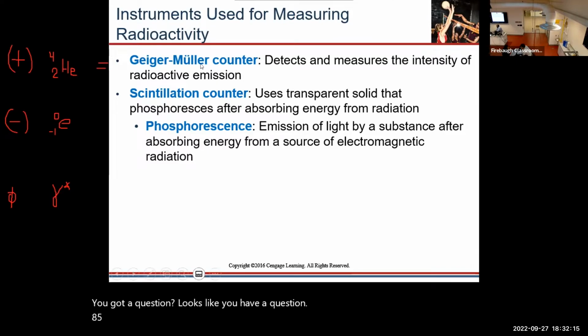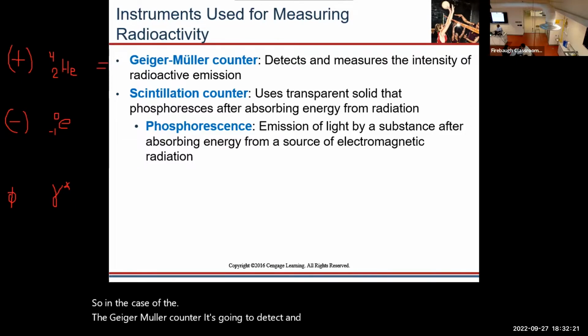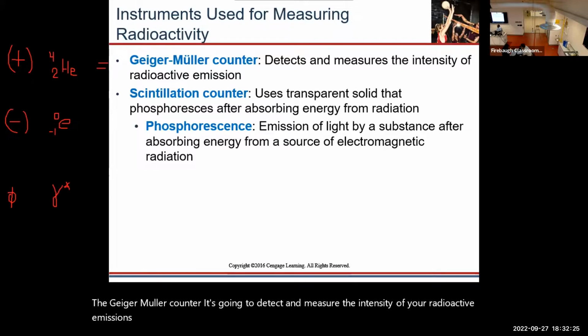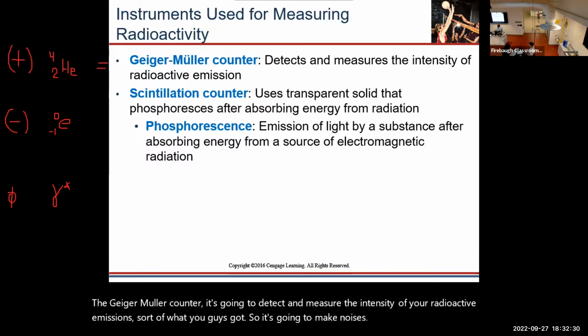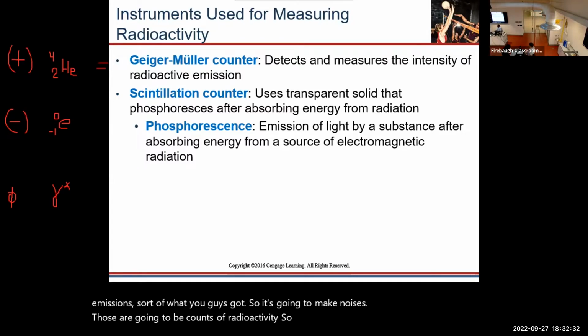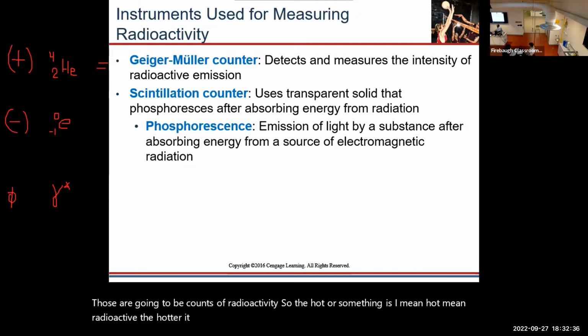Okay, so in the case of the Geiger-Muller counter, it's going to detect and measure the intensity of your radioactive emissions. It's going to make noises, and those are going to be counts for the radioactivity. The hotter something is, the more it counts. The lower it is, the less we get. Okay.